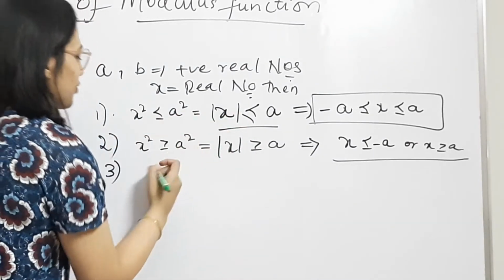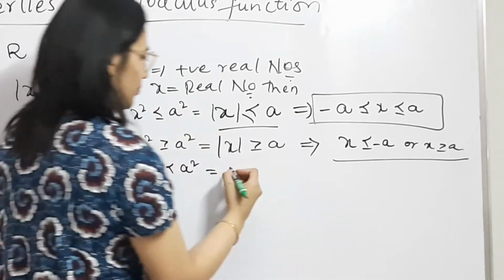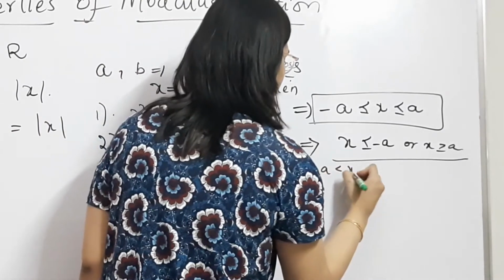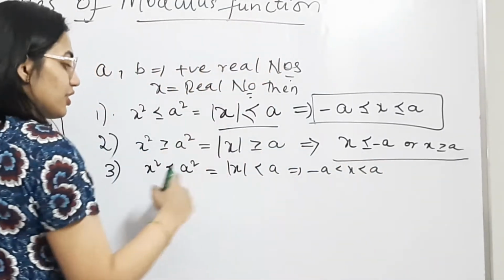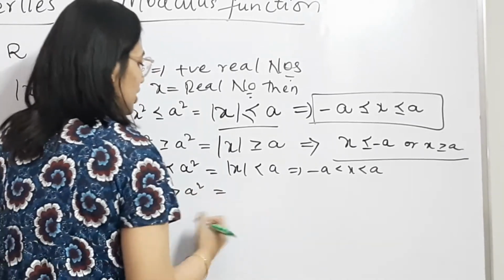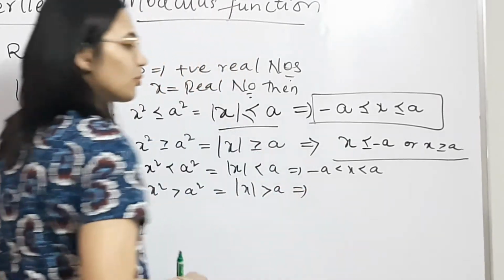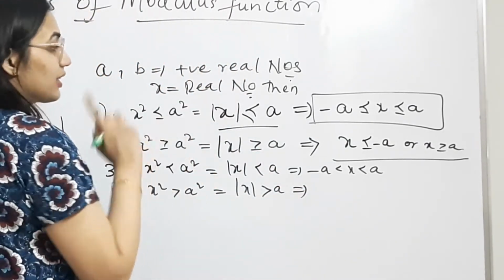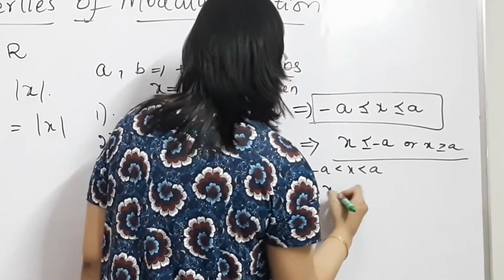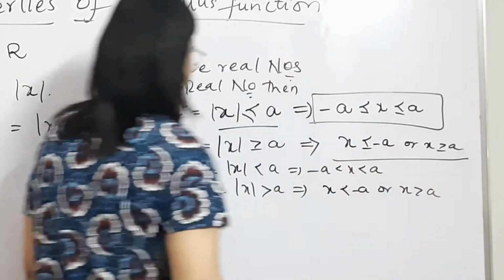In the same way, if you remove the equality symbol on both these, then you get minus a less than x less than a. These are widely used and tested in inequalities. So just tell me if you want me to do an in-depth video about inequalities. I will do it in that video, because it's difficult for me to cover here. So here we get x less than minus a or x is greater than a.